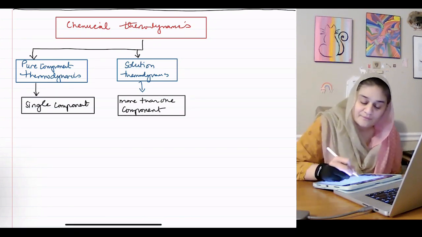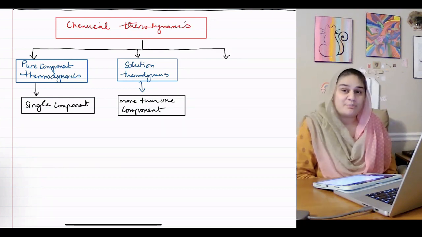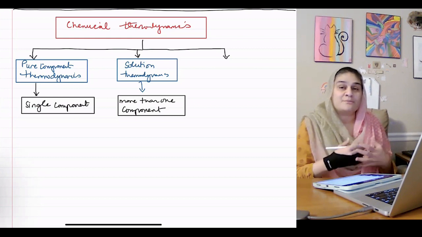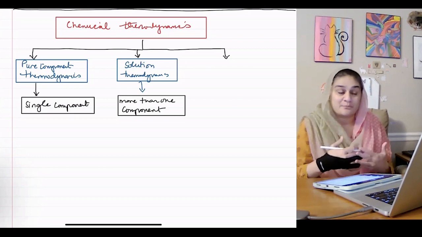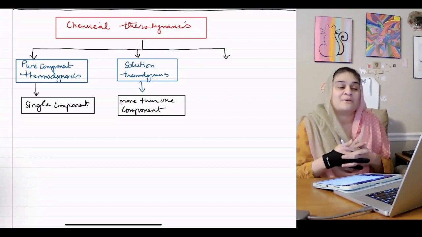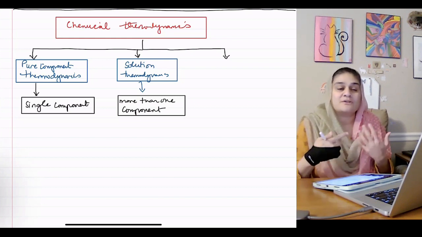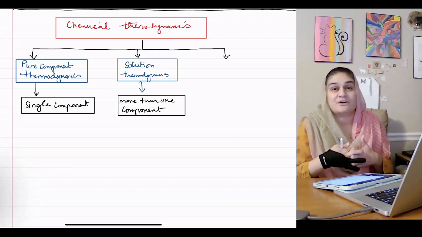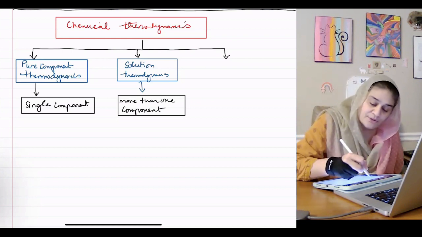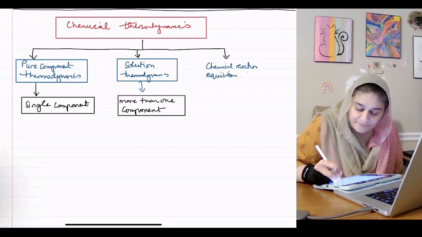Number three. So the third type of chemical thermodynamics is chemical reaction equilibrium thermodynamics. Chemical reaction equilibrium thermodynamics is the part of thermodynamics that characterizes the behavior of a system in which the reactants and the product of one or more reversible chemical reactions are at equilibrium. So it is called chemical reaction equilibrium thermodynamics.